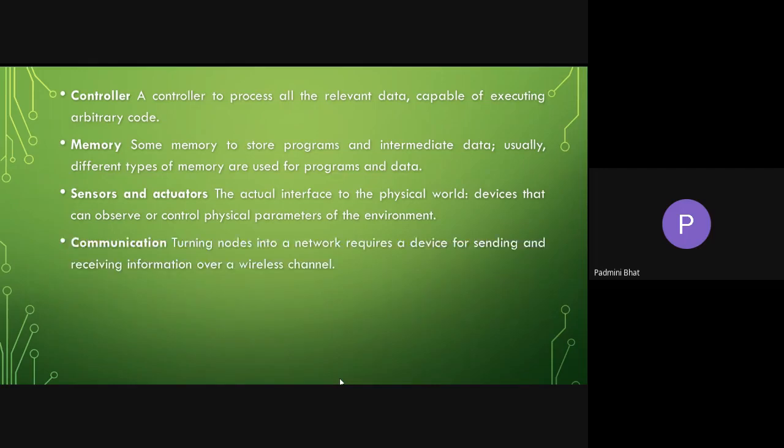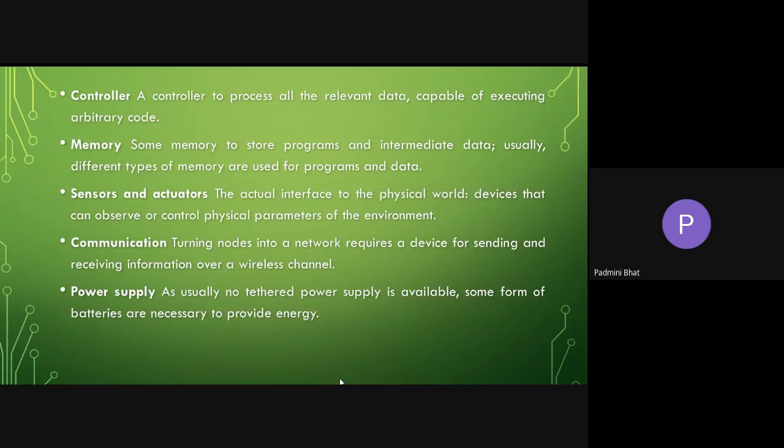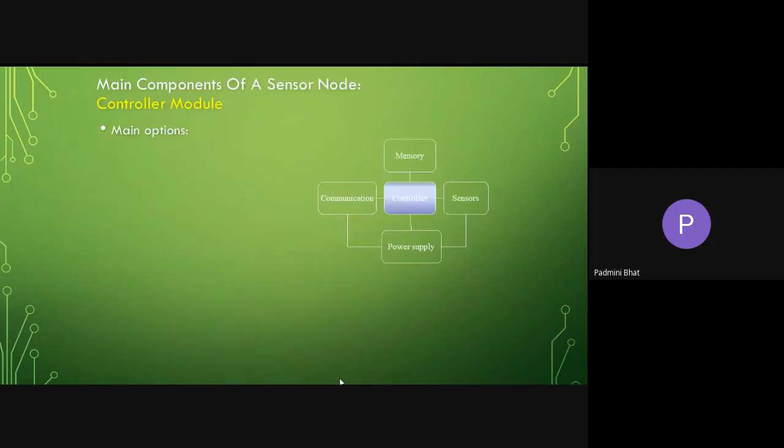Then comes the communication module. Turning nodes into a network requires a device for sending and receiving information over a wireless channel. The last one is the power supply. As usual, a third-party power supply is not available, so some form of batteries is necessary to provide energy. In most cases we look for self-generating energy modules, power modules for remote deployments.